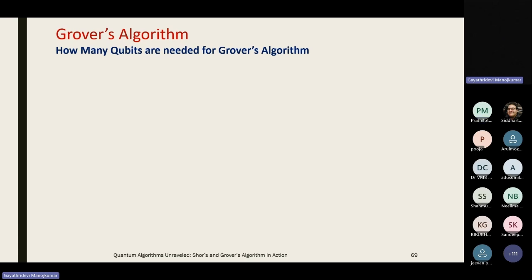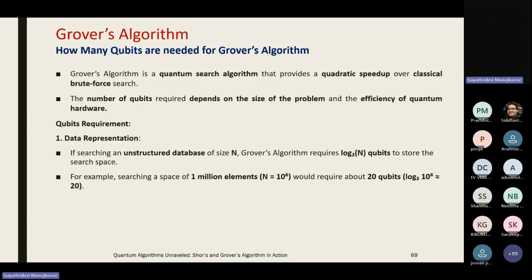So the next thing we are going to see is how many qubits are needed for Grover's algorithm. As we already said, Grover's is a quantum search algorithm that has a quadratic speedup rather than the classical brute force search. The number of qubits required depends upon the size of the problem and the efficiency of the hardware.